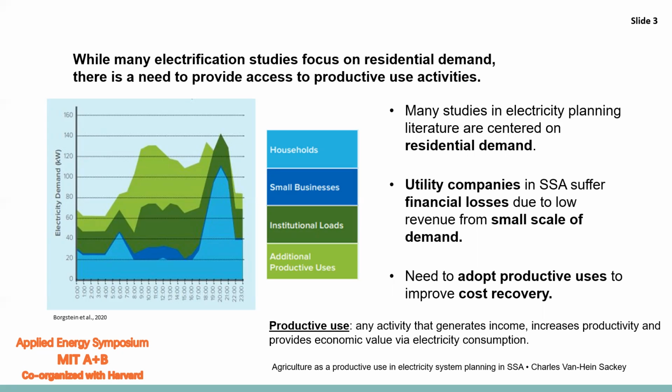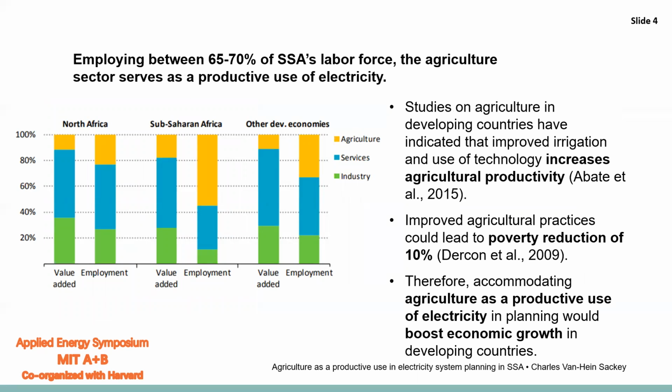Productive use can be defined as any activity, such as agriculture, that generates income, increases productivity, and provides economic value through electricity consumption. Thus, productive uses serve as the means through which electrification can boost economic development. The agricultural sector in sub-Saharan Africa accounts for 30 to 40% of the subcontinent's GDP, and research has shown that improved irrigation practices through the use of technology do increase agricultural productivity. Thus, providing electricity to agricultural practices could not only aid in the cost recovery of these utility companies by increasing demand, but also increase household income and improve food security in rural parts of sub-Saharan Africa. As such, the agriculture sector holds great potential for productive use demand for electricity.